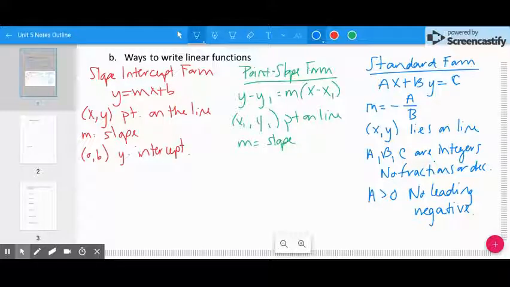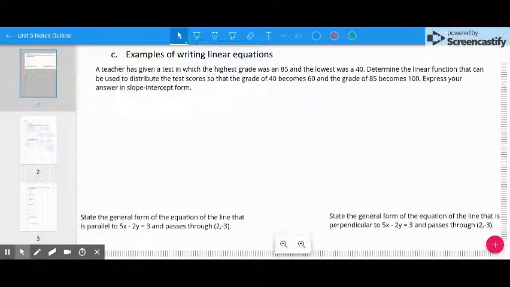Now, to look at a couple examples of what we're going to do with this. Our first example of writing linear equations is a word problem. It says here that a teacher has given a test in which the highest grade was an 85 and the lowest was a 40. We are to determine the linear function that can be used to distribute the test scores so that a grade of a 40 becomes a 60 and an 85 becomes 100. We are then tasked with expressing our answer in slope-intercept form.